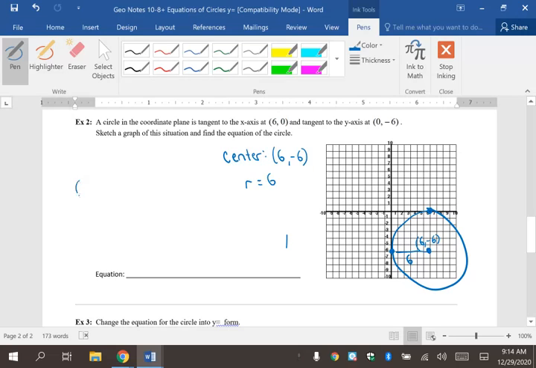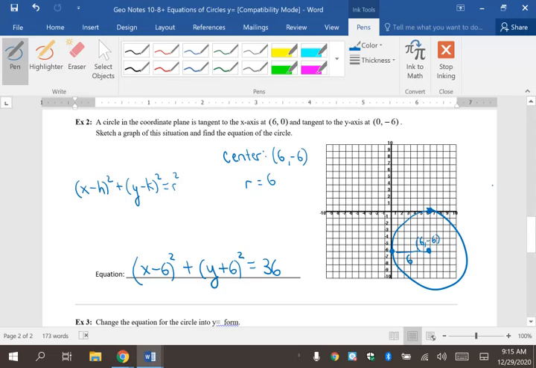So write down the general equation, x minus h quantity squared plus y minus k quantity squared equals r squared. After doing example 1, wasn't this a lot easier to do? So we have x minus 6 quantity squared plus y minus a negative 6 quantity squared equals 6 squared, which is 36. Okay, and now we're just going to do some algebra in the next 2 problems.